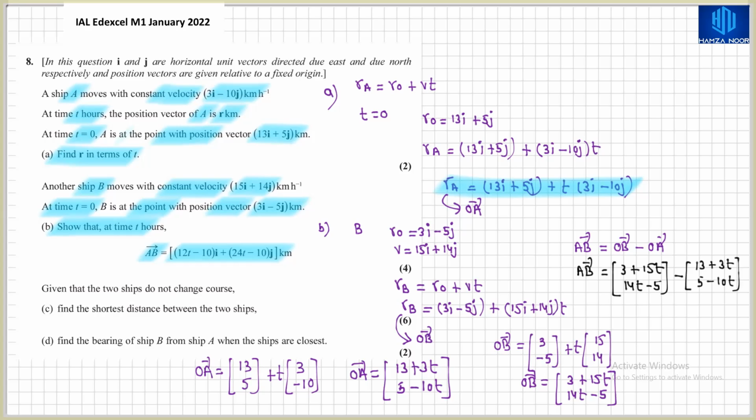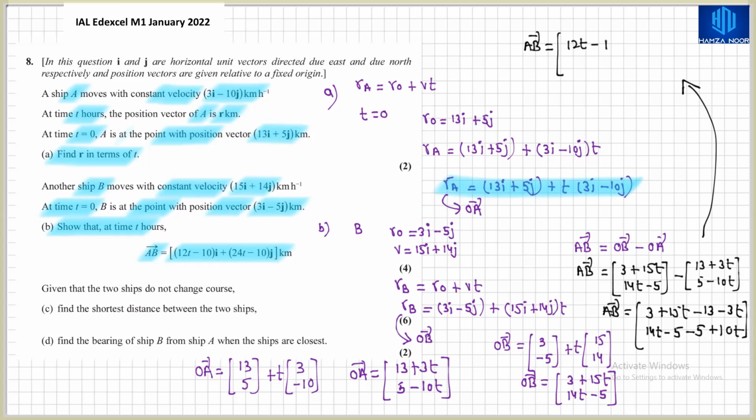So therefore, we can say that AB vector is equal to 3 plus 15t minus 13 minus 3t, and the j component is 14t minus 5 minus 5 plus 10t. So I'm continuing the working at the top. So therefore, AB vector is equal to 12t minus 10. Okay, the i component is 12t minus 10, and the j component would be 24t minus 10.